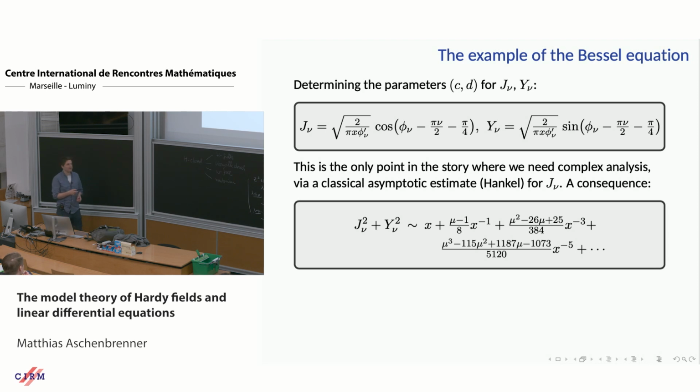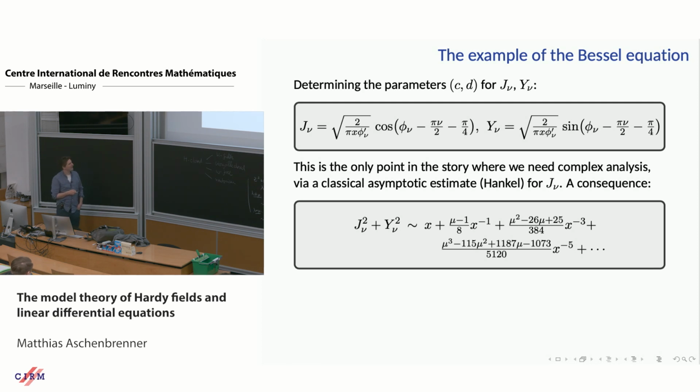But as a consequence, once you know that you have this representation of J nu and Y nu, and you know our asymptotic expansion for 1 over phi prime, which we had before, then if you just take the square of these two, add them together, and do the same thing for the asymptotic expansions, then in one line you get an asymptotic expansion for J nu squared plus Y nu squared.